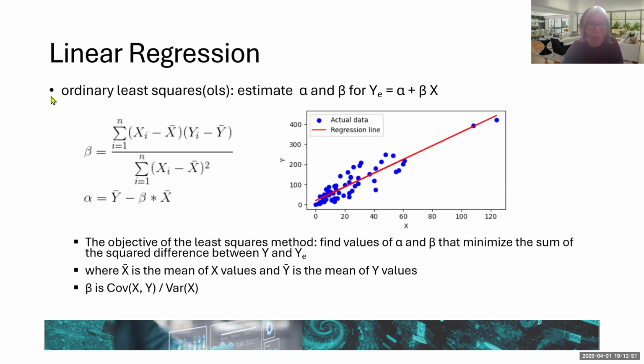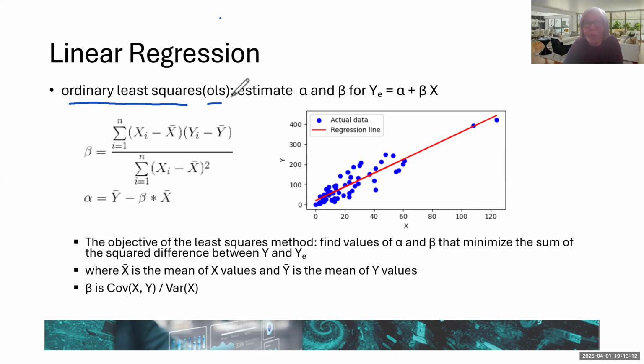Okay, then next, let's see. So how do we find the best fit model in linear regression? In statistics, they use a concept called OLS, ordinary least squares.